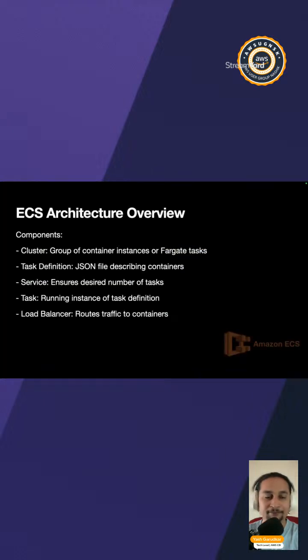Okay, back to our presentation. So, what is the ECS architecture overview? How is ECS architected? So, the components. One is the cluster, a group of container instances or Fargate tasks.